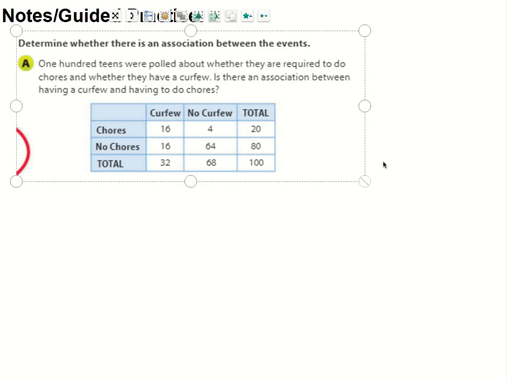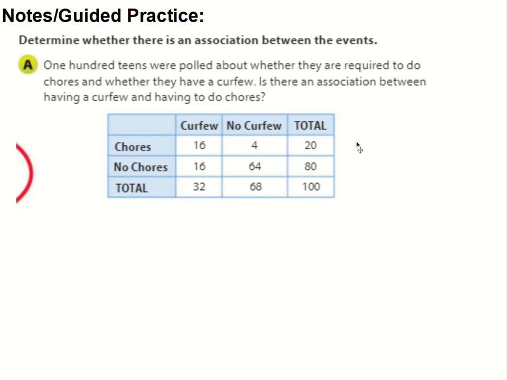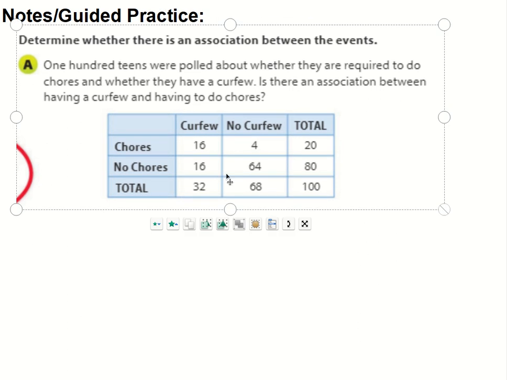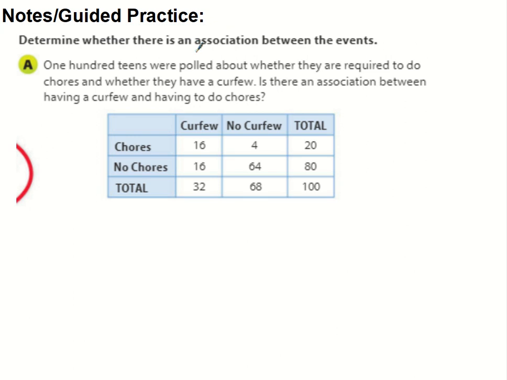So first we want to determine if there's association between the events. So in a two-way table, what we're doing is we're comparing two different things to figure out if one has to do with the other. So 100 teens were polled about whether or not they're required to do chores and if they have a curfew. So it's just a yes or no. Do you have to do chores? And then there's a yes or no. Do you have a curfew? And then we organize the data in this two-way table.